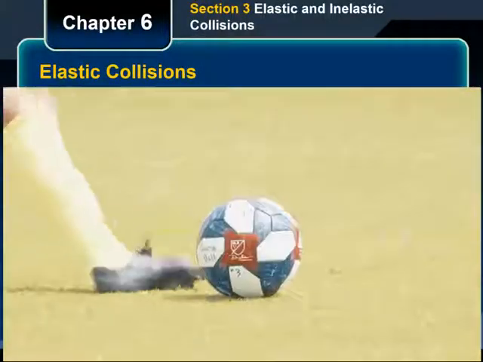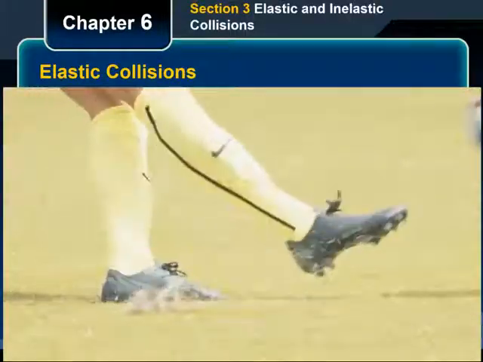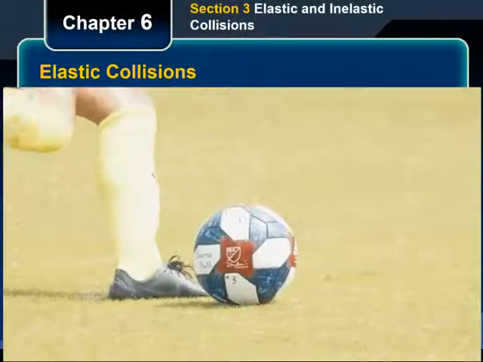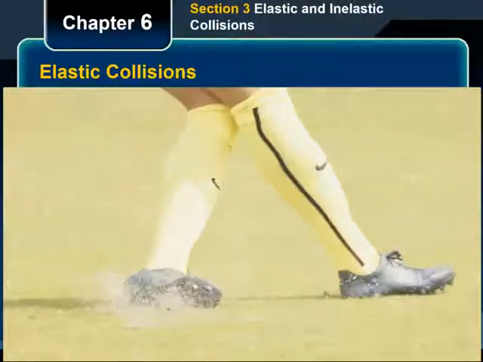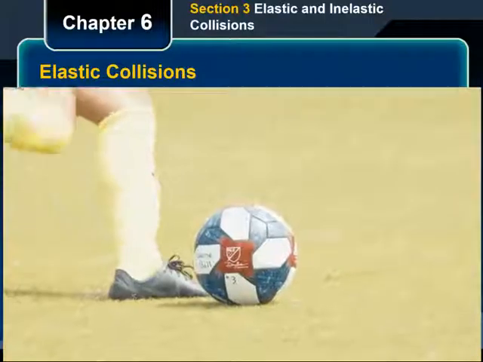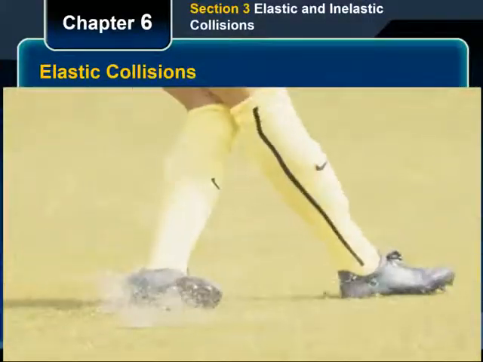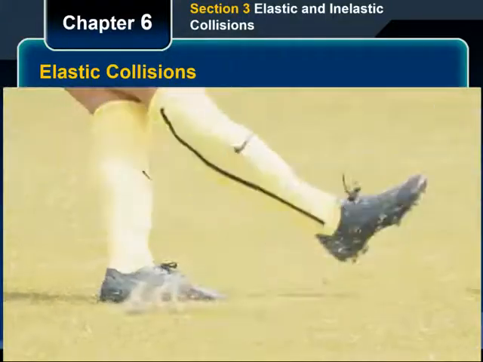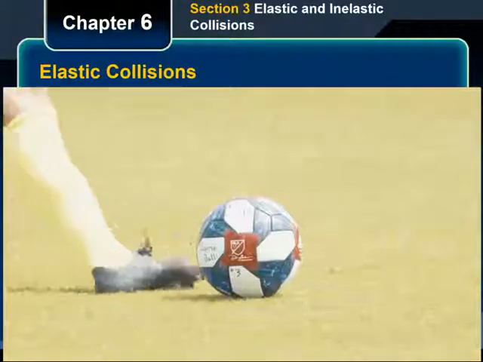Elastic collisions. When a player kicks a soccer ball, the collision between the ball and the player's foot is much closer to elastic than the collisions that we have studied so far. In this case, elastic means that the ball and the player's foot remain separate after the collision. In an elastic collision, two objects collide and return to their original shapes with no loss of total kinetic energy.